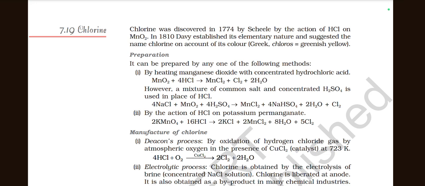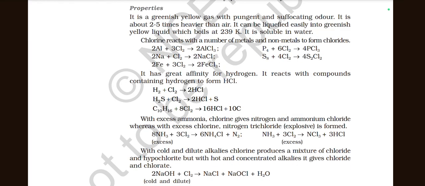Properties. It is a greenish yellow gas with a pungent and suffocating odor. It is about 2.5 times heavier than air. It can be liquefied easily into a greenish yellow liquid, which boils at 239 Kelvin. It is soluble in water. Chlorine reacts with a number of metals and non-metals to form chlorides. It has a great affinity for hydrogen. It reacts with compounds containing hydrogen to form HCl. With excess ammonia, chlorine gives nitrogen and ammonium chloride, whereas with excess chlorine, nitrogen trichloride is formed.